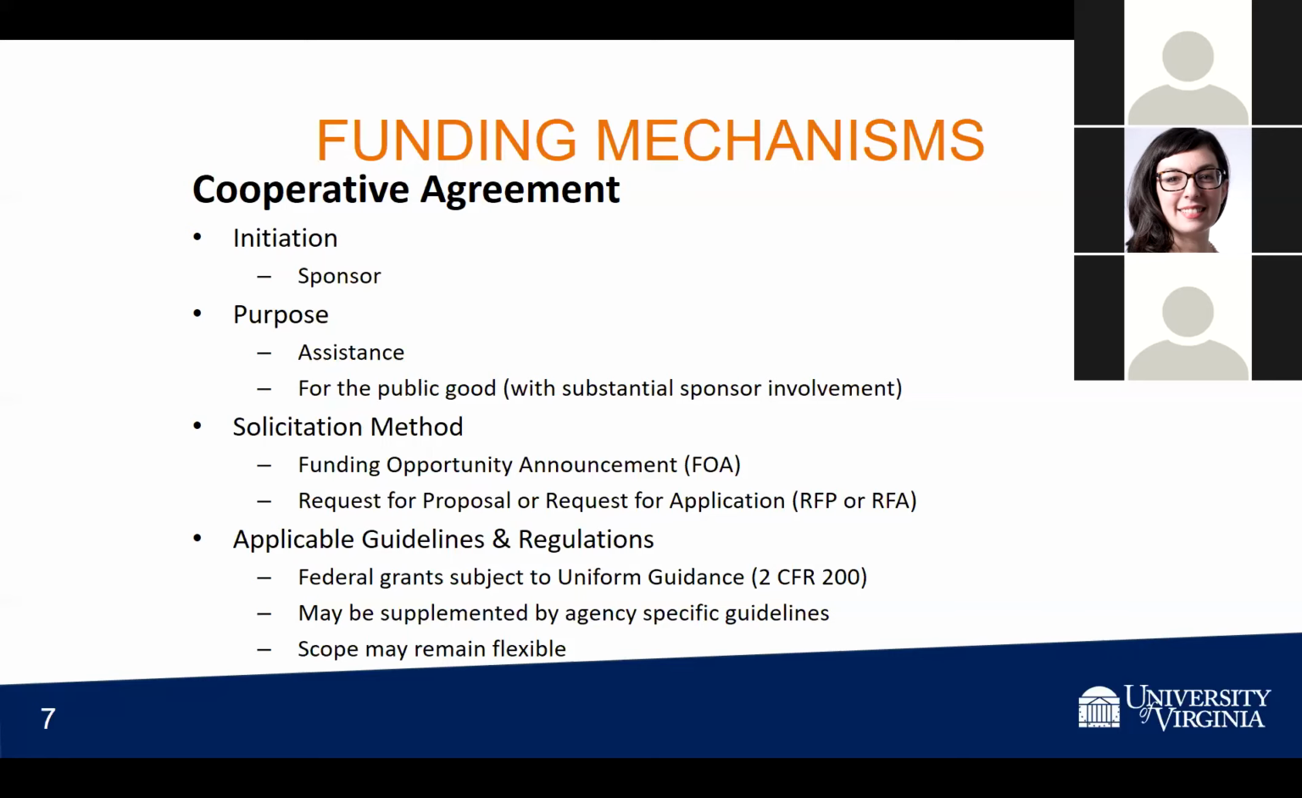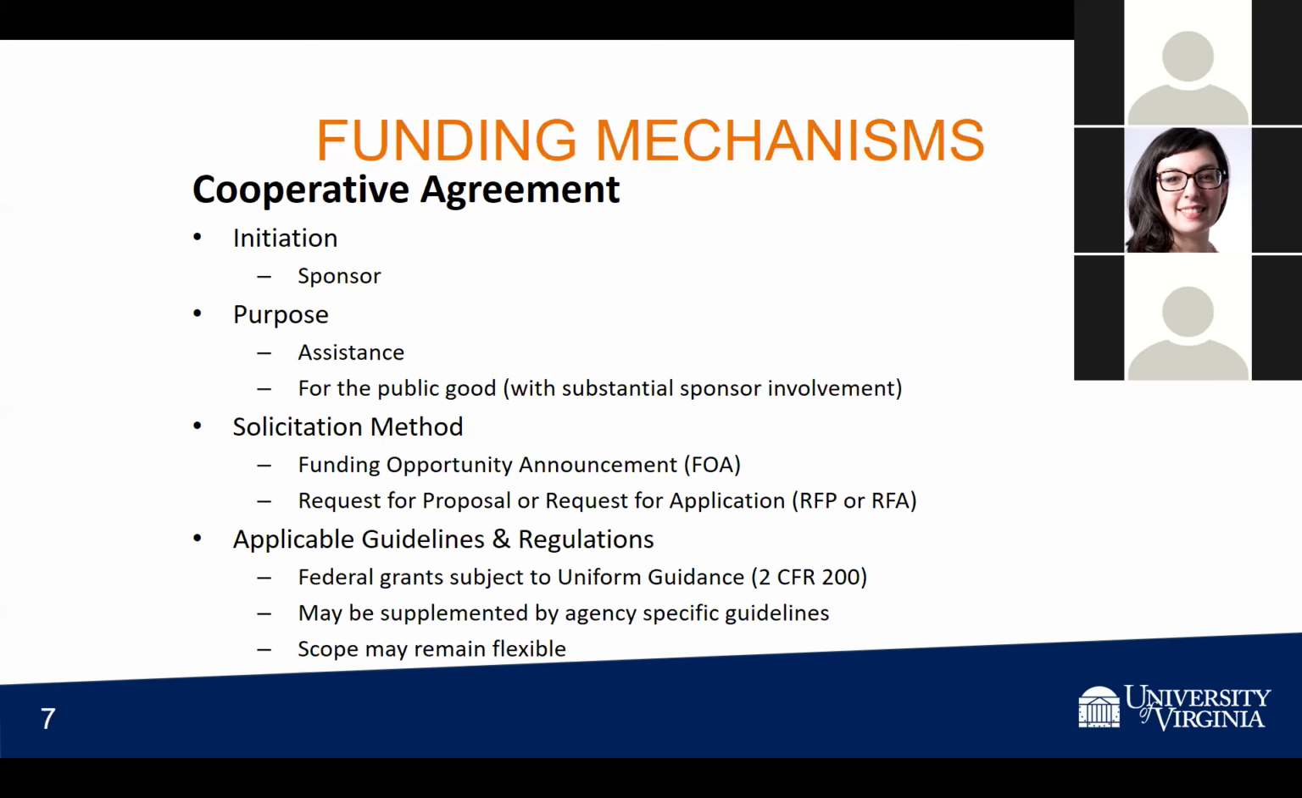Once again, it's federal assistance, and the purpose is for the public good, with the caveat that there's going to be substantial sponsor involvement in the technical implementation. Solicitation methods are the same as a grant typically. Applicable guidelines and regulations should look familiar because they're the same as the grant. They're going to be subject to uniform guidance. There could be other agency-specific guidelines.